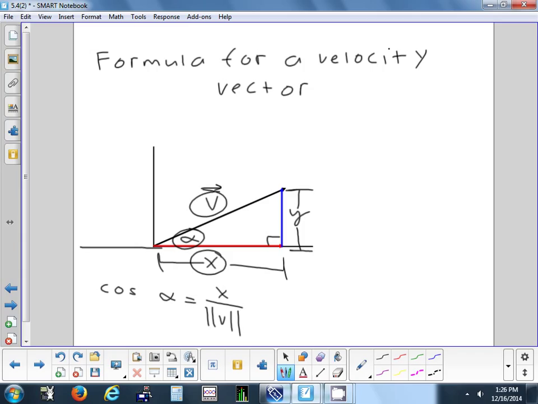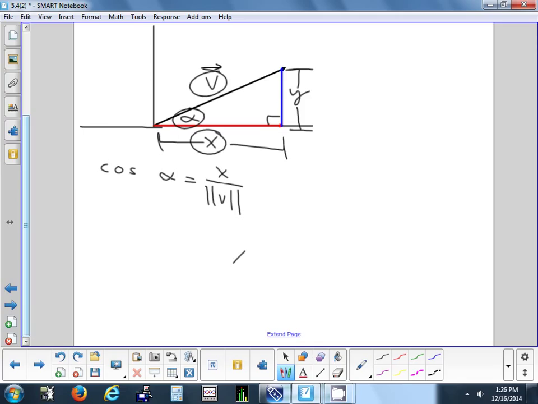So the cosine of our angle equals adjacent over hypotenuse, specifically the length of the hypotenuse, not the direction of it. I don't care about the direction. The angle takes care of the direction part. And now I want to get x by itself. So how would I get magnitude of v on the other side? You multiply. x equals magnitude v cosine alpha. And just by looking at the pattern, anybody have an idea what the formula for y would be?